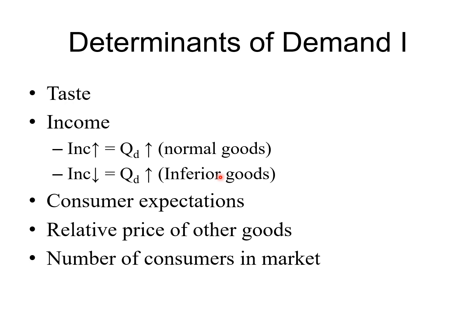Take, for example, new cars versus used cars. New car, that's a normal good. As my income level goes up, I'm likely to demand more new cars. But as my income level drops, I'm likely to settle for a used car.